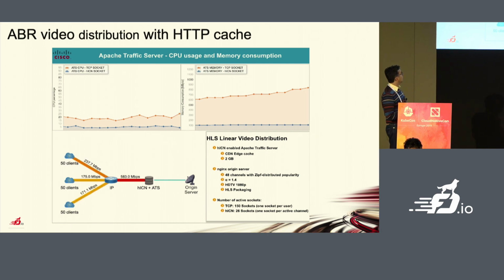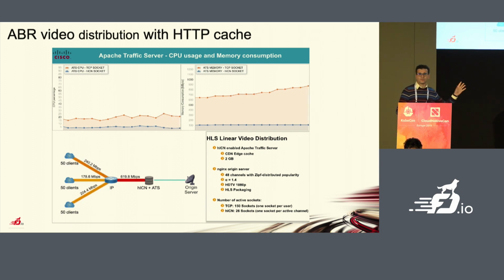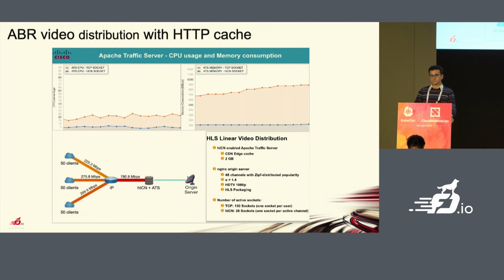And so the load at the server is proportional to the number of active channels and not to the number of users that are connected to the web cache. And so this is what I meant when I mentioned at the beginning that it can help for different kinds of workloads where multicast matters.